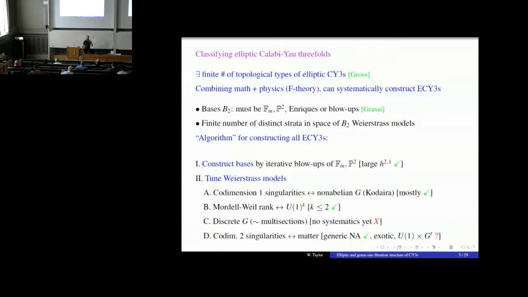Discrete gauge groups, with multi-sections and genus 1 fibrations, are a little less well understood. And codimension 2 singularities, which give rise to matter in the F-theory language. For generic matter charged under non-abelian gauge groups, we understand that. There are certain kinds of exotic matter, and when we get complicated products, that's not as well understood.